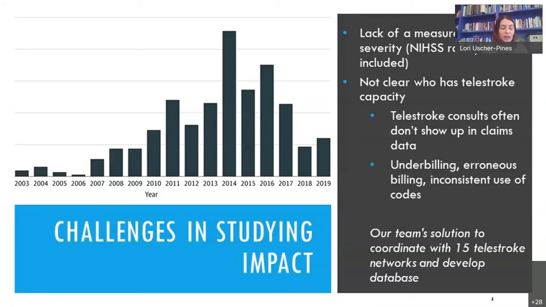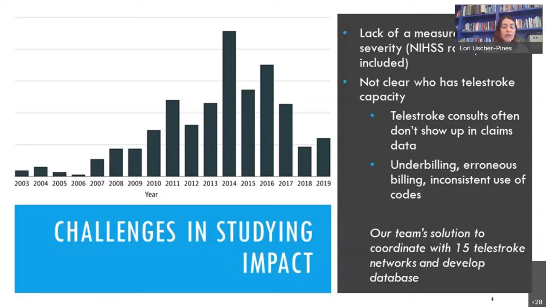Second, while researchers representing single networks will know which hospitals they work with, there's no really up-to-date comprehensive source on which hospitals in the US have telestroke capacity and which don't. And this problem is not unique to telestroke. National inventories on telehealth capacity are really hard to come by across the board.